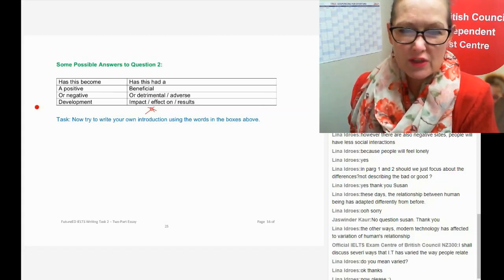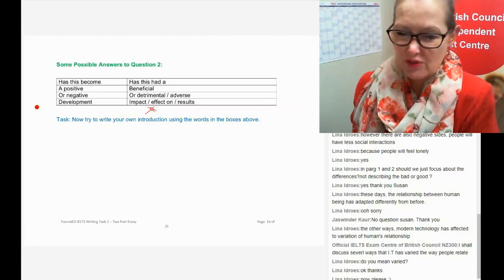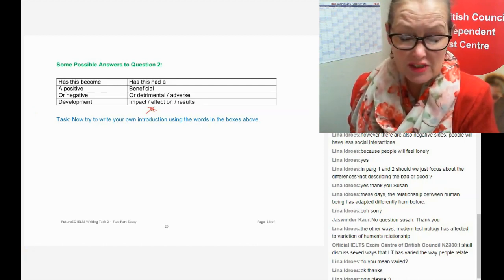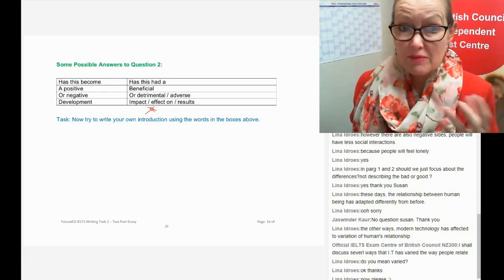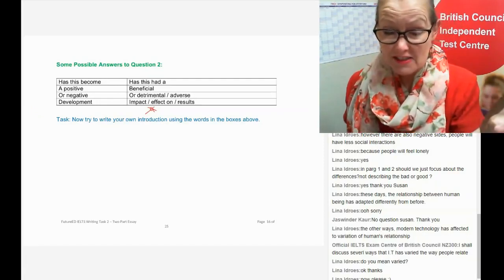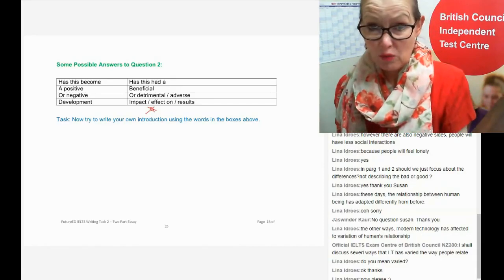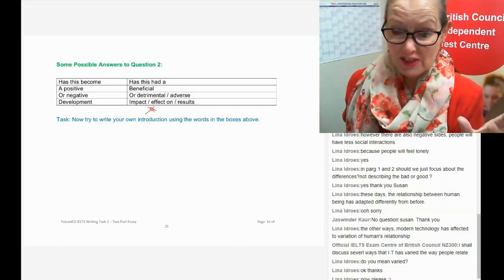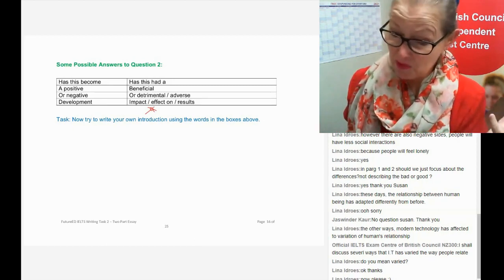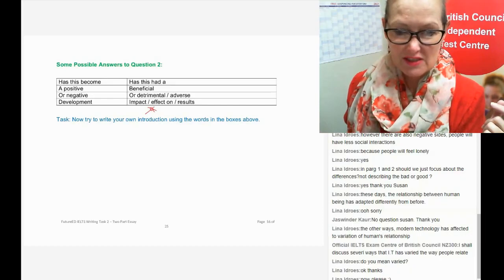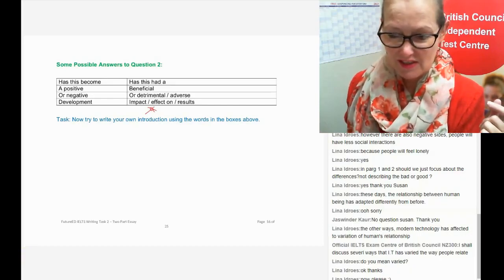Do you want to try writing your own introduction first, or do you want to do that for homework? Just type in the box. Using the information that we've done with the topic sentence and with question number 1 and question number 2, do you want to try writing your own introduction now? In class we would. Or do you want to do that for homework after the class? Type in the chat box. Let me know.